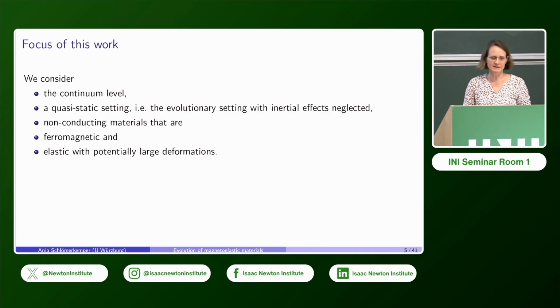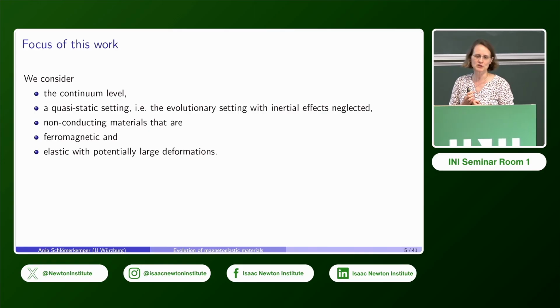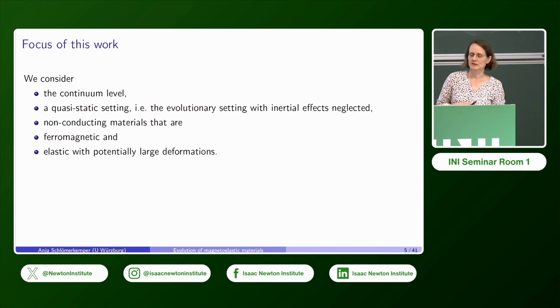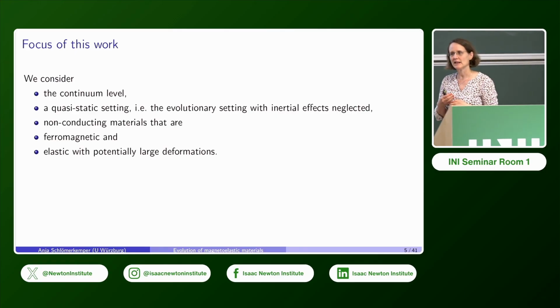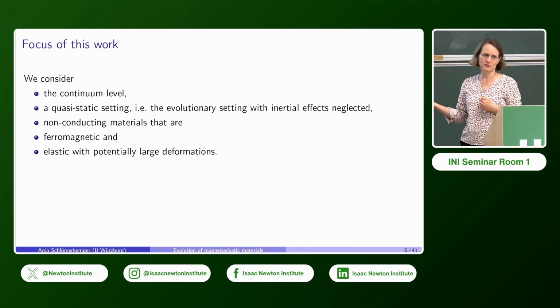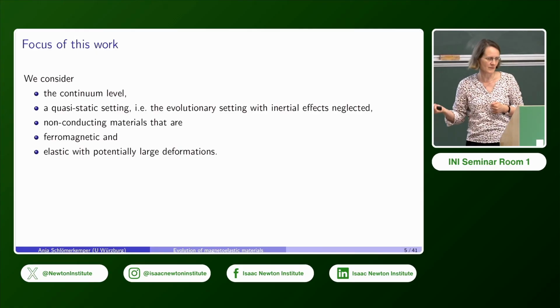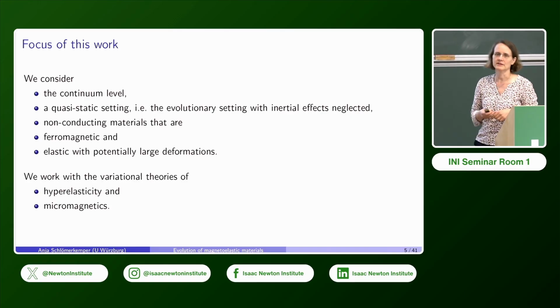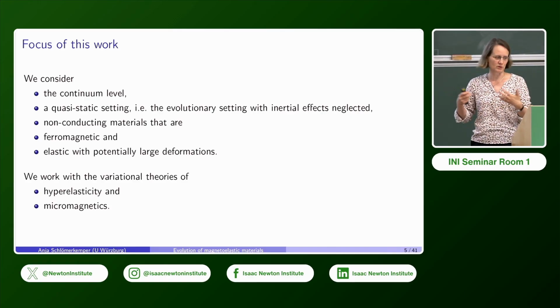We look at the quasi-static setting, so this means our evolutionary setting is by neglecting inertial effects. We look at non-conducting materials, as many of you are familiar with from micromagnetic theory. So we have a ferromagnetic material, and we are interested in elastic behavior with potentially large deformations. And from the variational point of view, this means that we work with the theory of hyperelasticity and the theory of micromagnetics, and we want to combine the two.